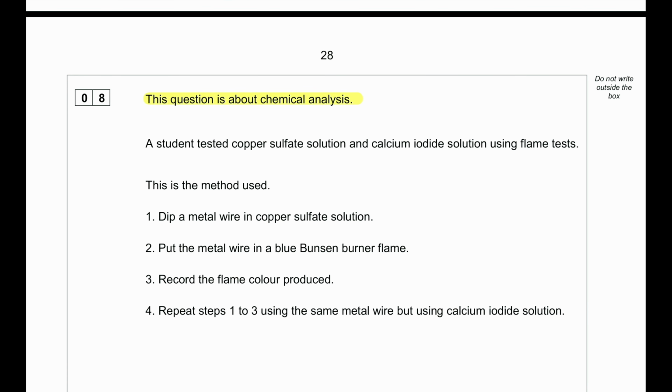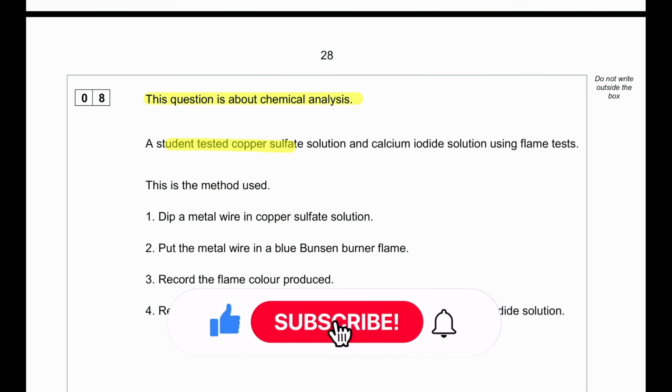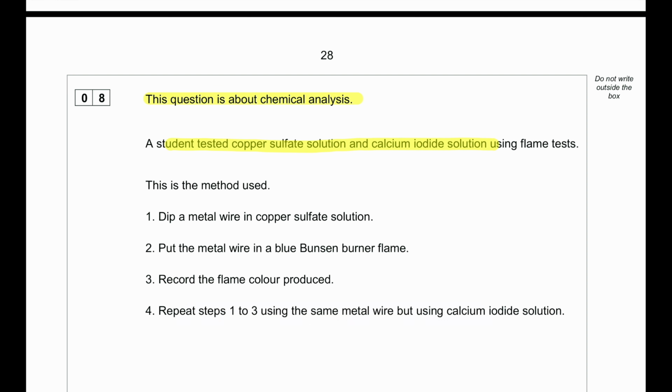This question is about chemical analysis. A student tested copper sulfate solution and calcium iodide solution using a flame test. So the ions that we're going to be testing using the flame test are the cations, copper and calcium. The student used this method.